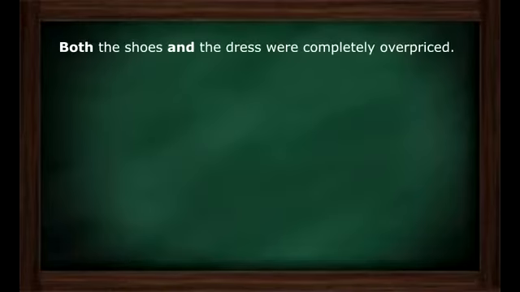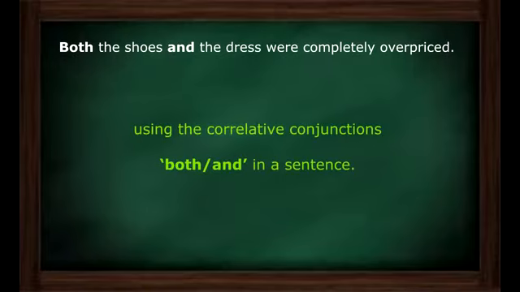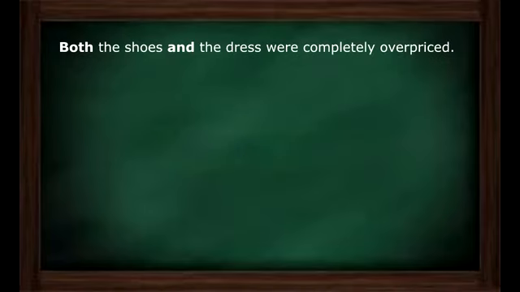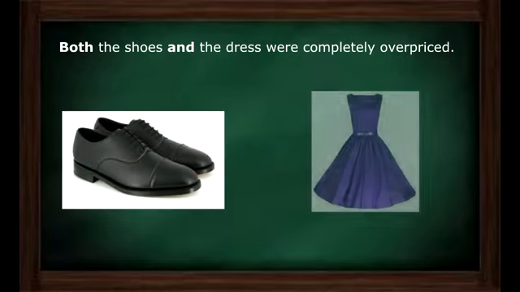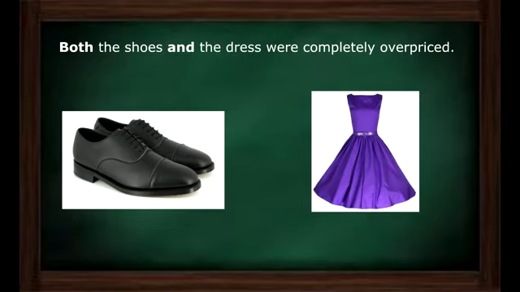Both the shoes and the dress were completely overpriced. This is an example of using the correlative conjunctions "both" and "and" in a sentence. As you can see in this sentence, the shoes and the dress were equally important elements that needed to be given the same importance.